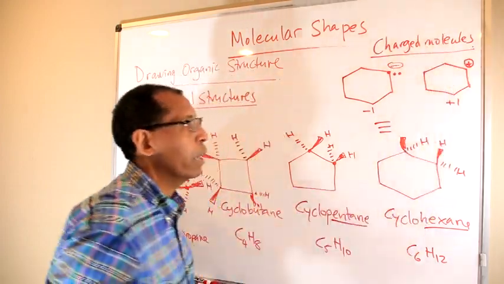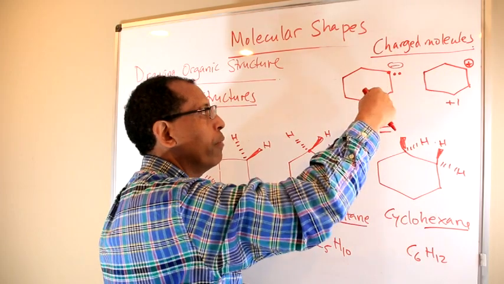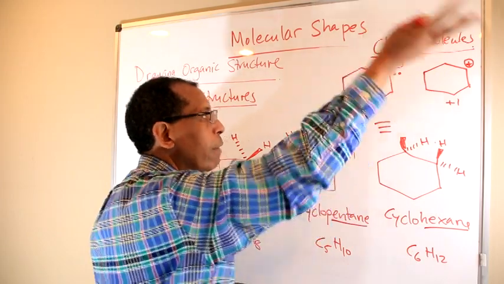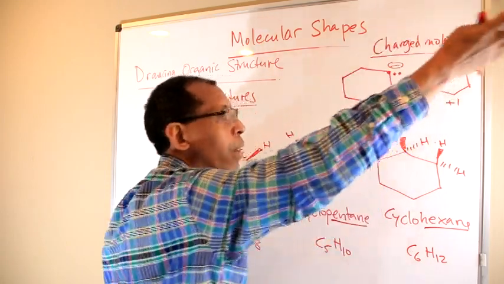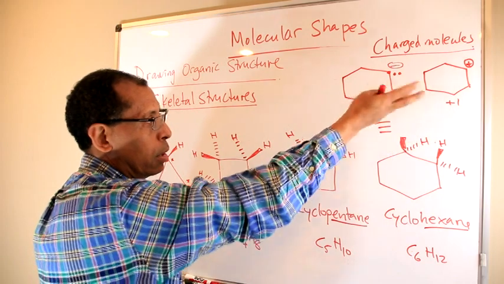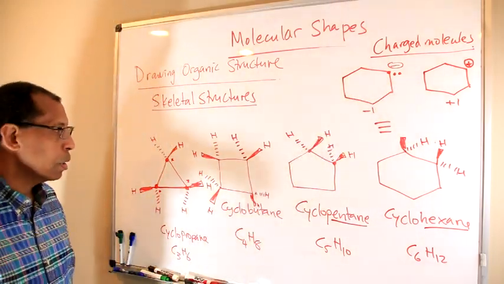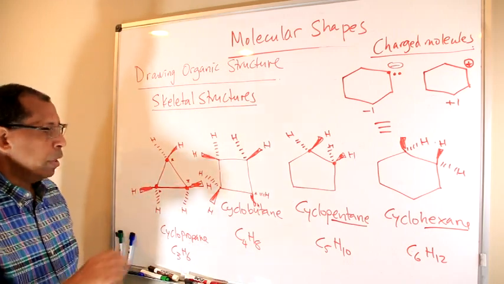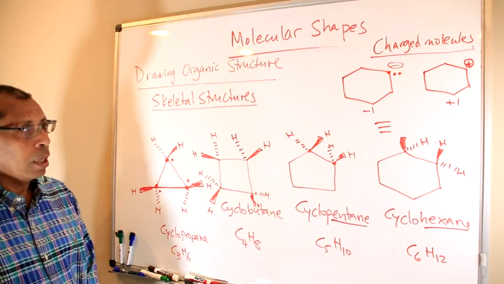So the charge is created either because the hydrogen has left with 2 of its bonded electrons, or here the hydrogen left as a proton, or as a hydride with a pair of electrons. So you can see these are differently charged molecules. And I want to encourage you to practice these cyclic forms of organic compounds as well.